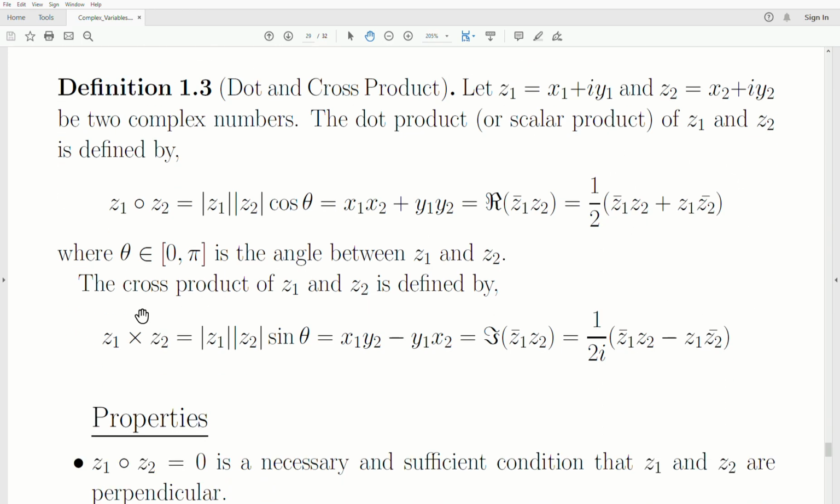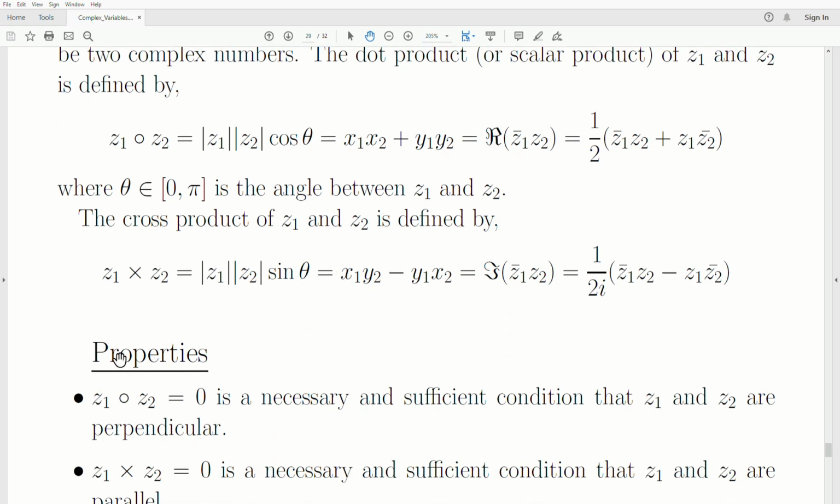Now the cross product of Z1 and Z2 is defined by this, Z1 cross Z2. Now instead of the cosine, we use the sine of the angle between them, and it can be shown to be this product, x1 times y2 minus y1 times x2, which is also the imaginary component of this product, which we showed in an earlier video, which is this. Now we're going to use these two pieces here first.